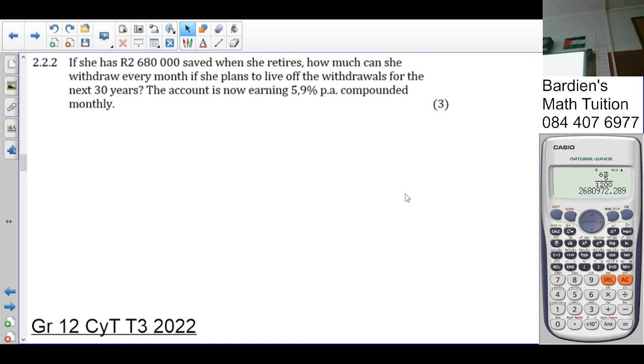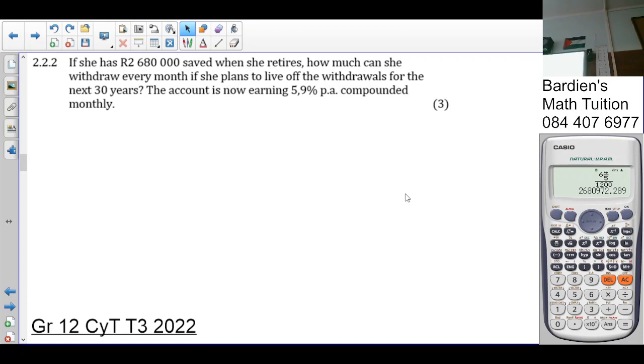Okay, so we are told if she has 2,680,000 rand saved when she retires, how much can she withdraw every month if she plans to live off the withdrawals for the next 30 years? The account is now earning 5.9% per annum compounding.